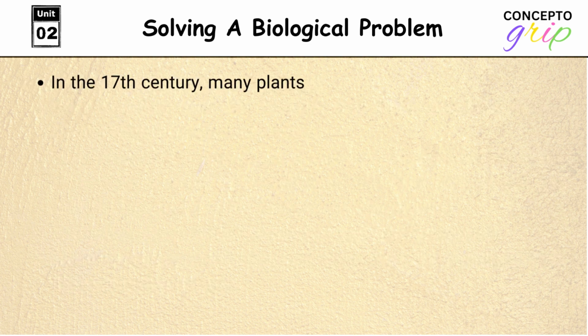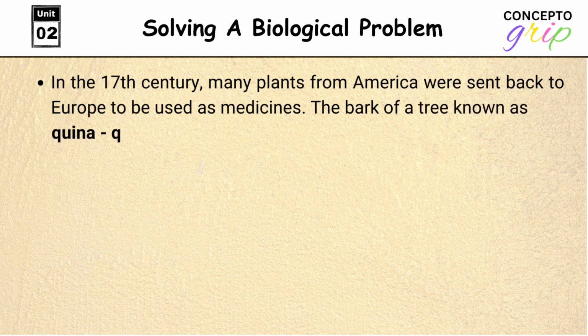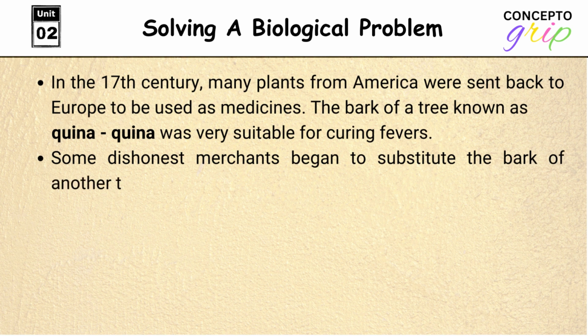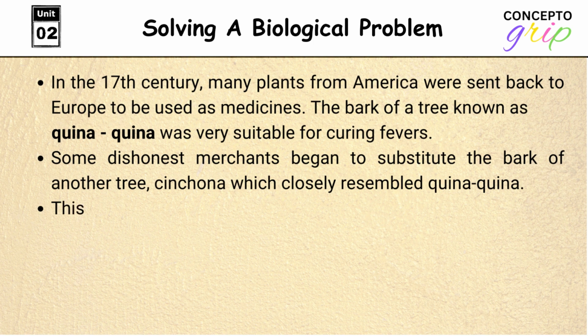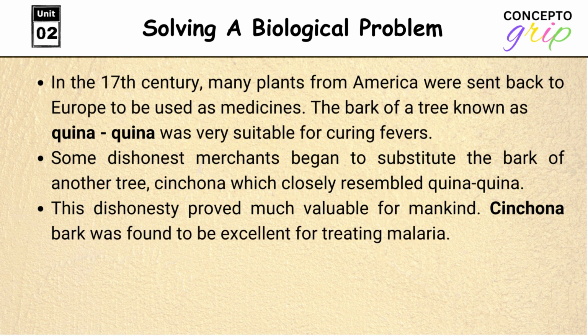In the 17th century, many plants from America were sent back to Europe to be used as medicines. The bark of a tree known as quina was very suitable for curing fevers. Some dishonest merchants began to substitute the bark of another tree, cinchona, which closely resembled quina. The dishonesty proved very valuable for mankind. Cinchona bark was found to be excellent for treating malaria.